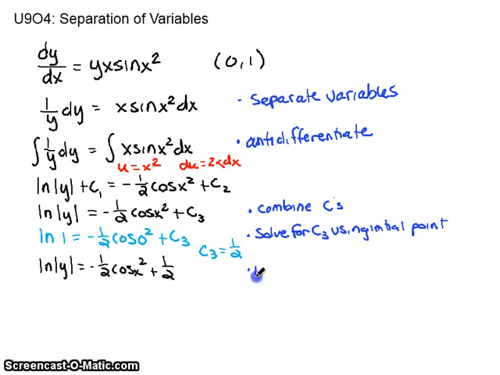We can call that the next step. We can say plug C3 in. And now we just have to solve for y. So in order to get rid of that natural log, we need to raise each side to the e to that side. So we're going to say absolute value of y is equal to e to the negative 1/2 cosine x squared plus 1/2 power.